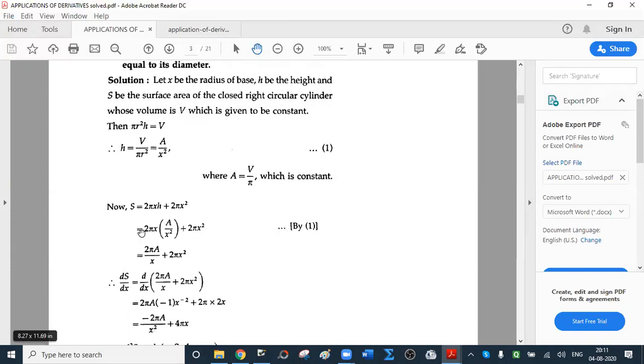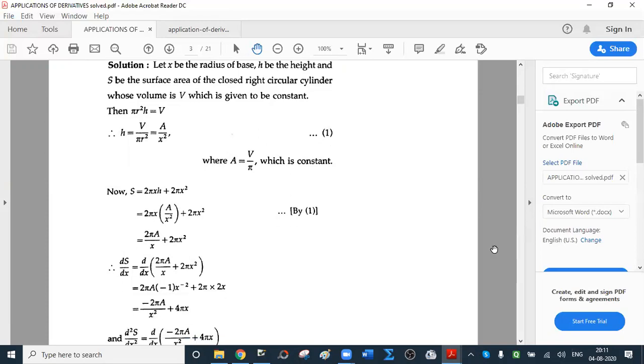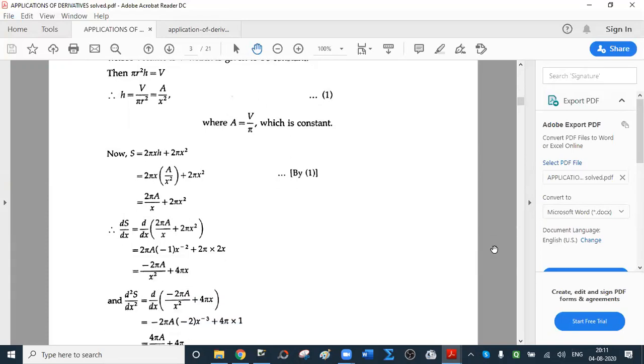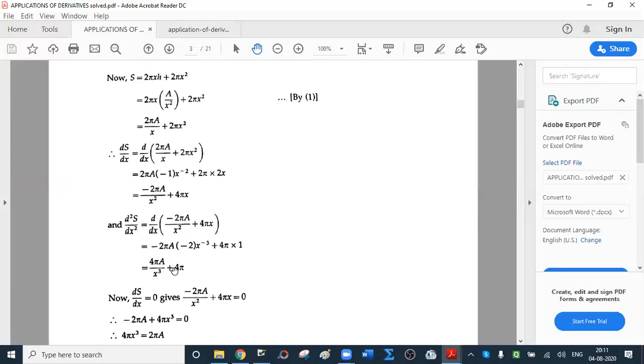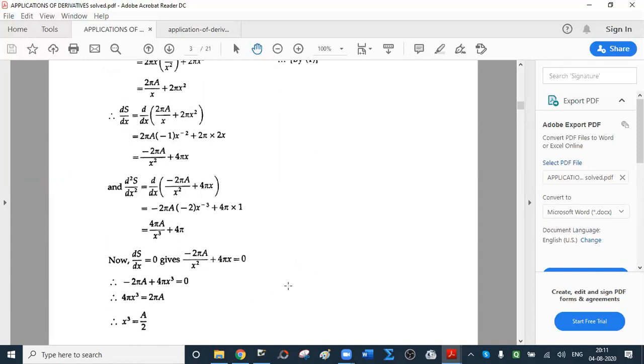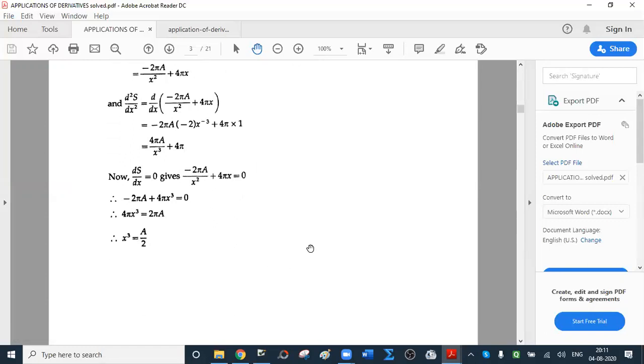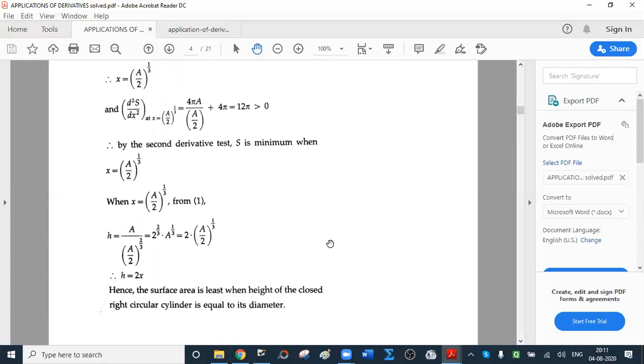Now what is the next step? Usually I represent this by f(x), but they have kept this as s only, so that instead of writing f dash of x, they have written ds dx. No problem. So this is the first derivative. It is again differentiated to get the second derivative. Now if you equate the first derivative with 0, you get x as what? In fact, you get x cube as what? A upon 2. So what is x? It is a upon 2 raised to 1 by 3, because we have to take the cube root on both sides.